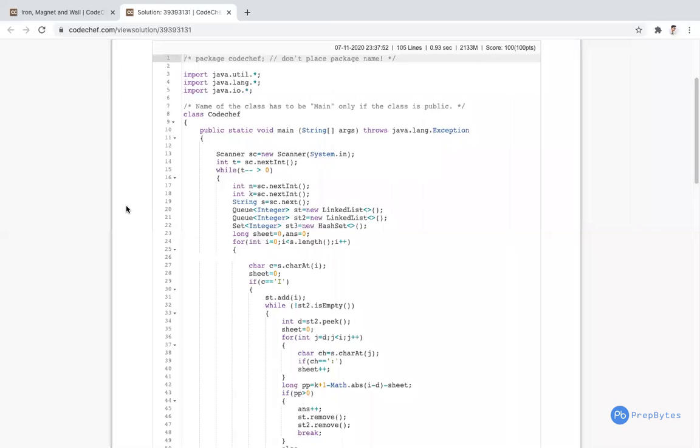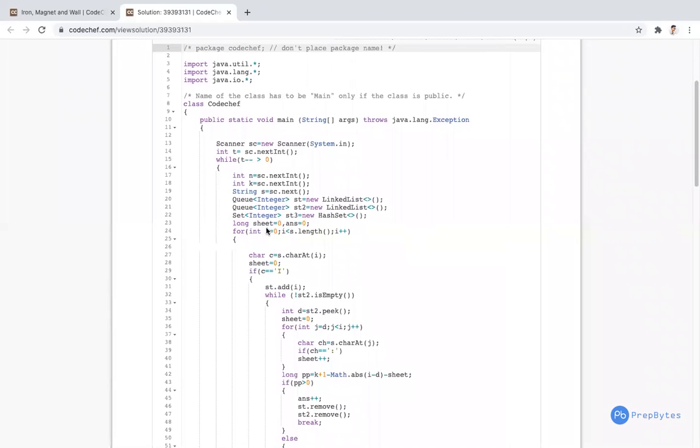Now see the implementation for this iron magnet and wall question. Here I have taken the input, that is the test case input. Then I have taken the input n and k, where n is the length of the string, and k will be used in the power formula, sorry, the attractive power formula. And the string s. Then I have taken two queues: one will store the index of iron and one will store the index of magnet. This set thing you can ignore.